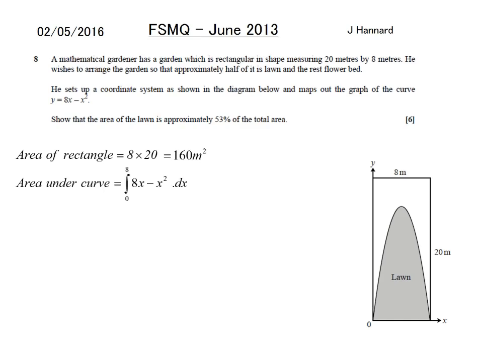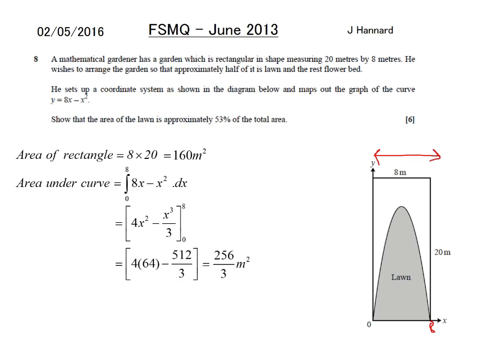Area under the curve is between 8 and 0, because we know that this is 8 metres wide, and these are the coordinate axes, so that must be 8 there. So it's between 8 and 0 of 8x minus x squared. Add 1 to the power divided by the new power. Stick your 8 in, stick your 0 in, take them off each other, you end up with 256 on 3.